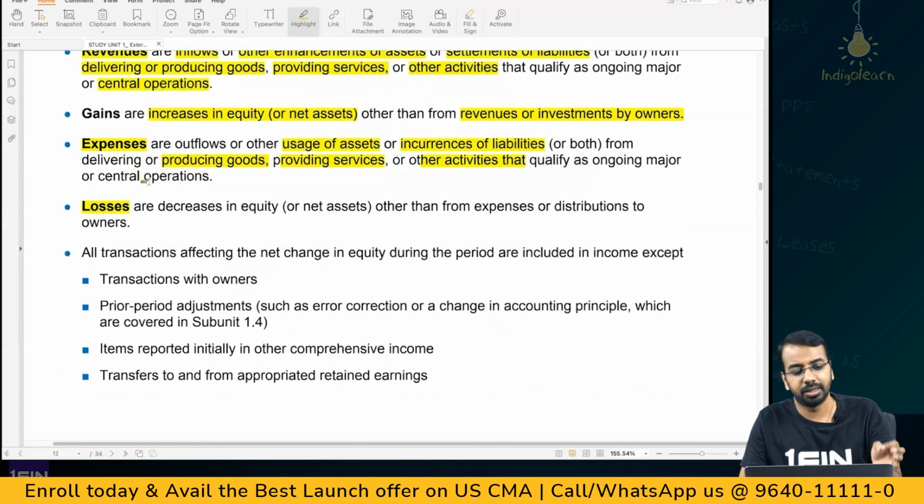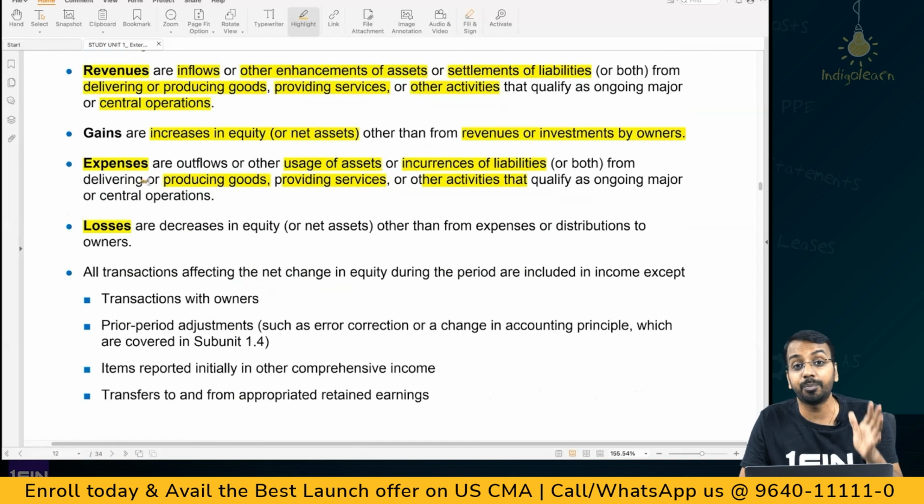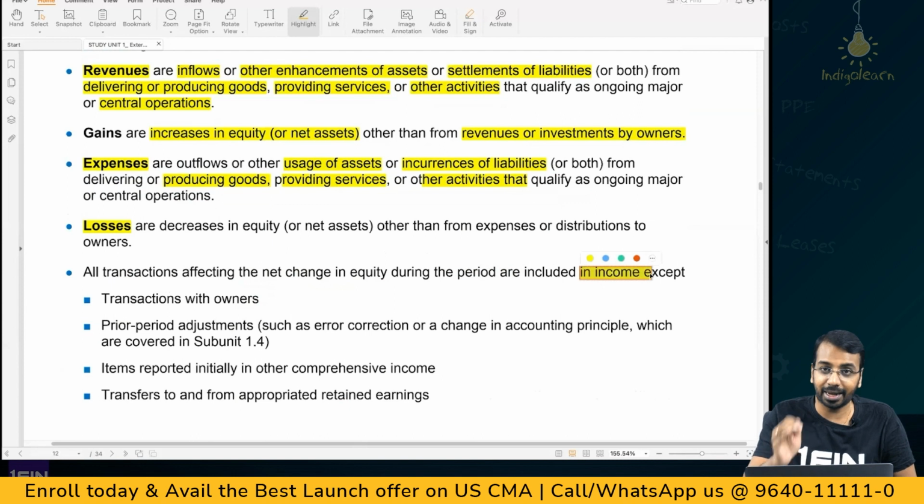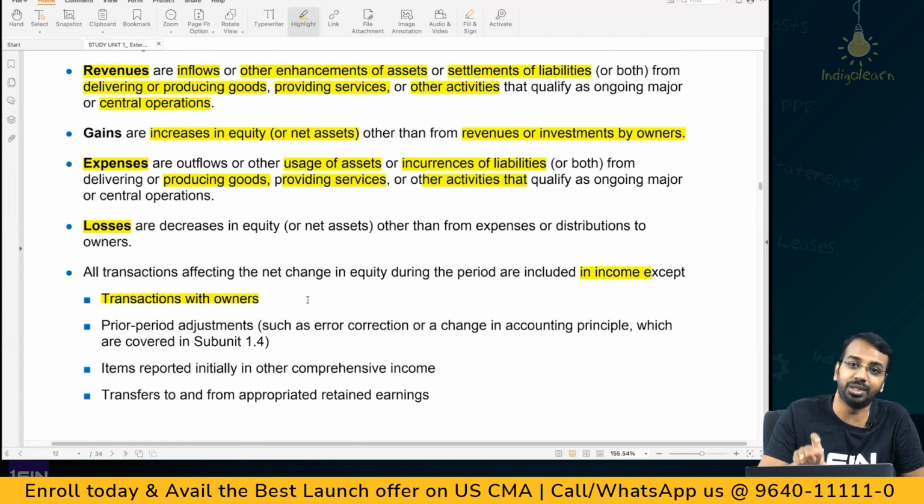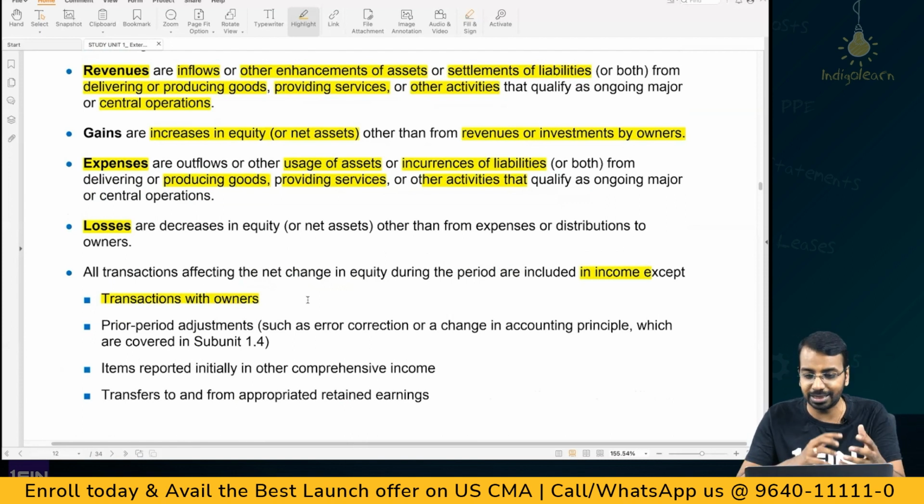Then all these transactions, revenue, gains, expenses, losses, which impact the net assets of the entity are shown in the income statement, except what is not shown in the income statement? Transactions with owners. Transactions with owners are not shown in the income statement. So, sir, where do we show it? We will show it as a part of equity. So whenever there is a transaction with owner, meaning the owner gave us money, show it under stock. We gave money to owners, reduce it from retained earnings. Don't show it in the income statement. Then, prior period adjustment.